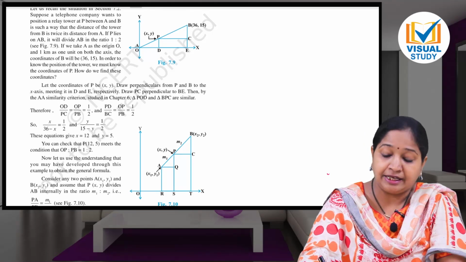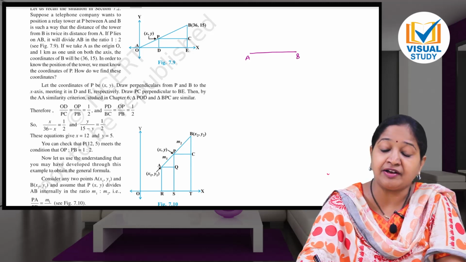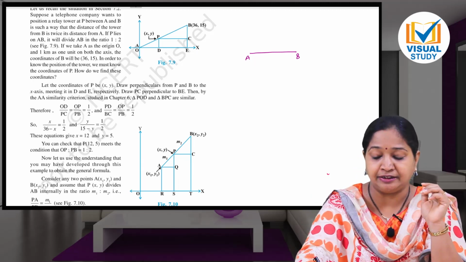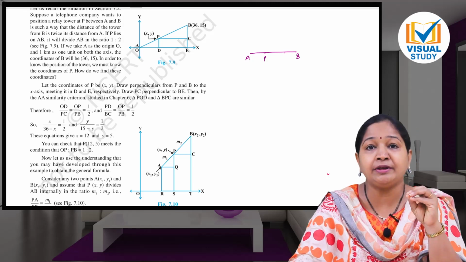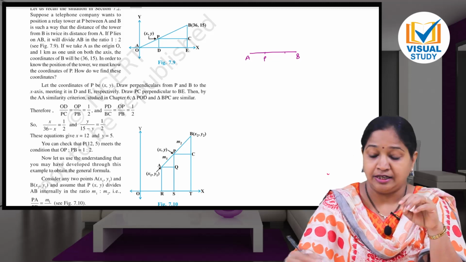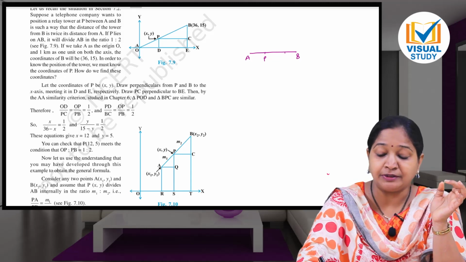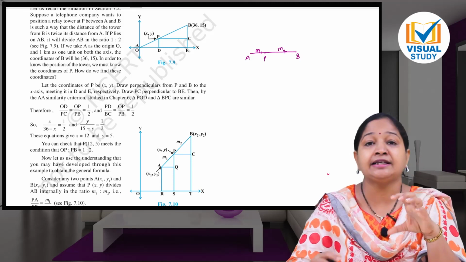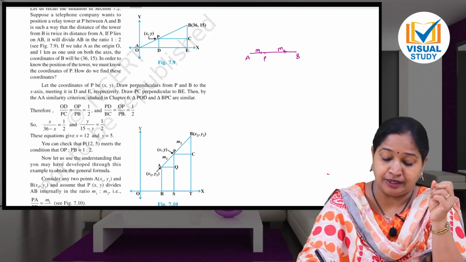When a line segment AB is divided internally, anywhere, it can be here, it can be here, anywhere. So if AB is divided internally at point P, suppose P divides AB, then AP and PB are in the ratio M1 is to M2, the ratio of those two divided lines.